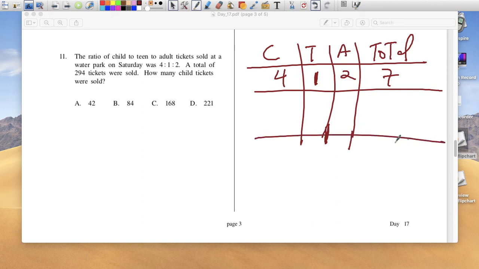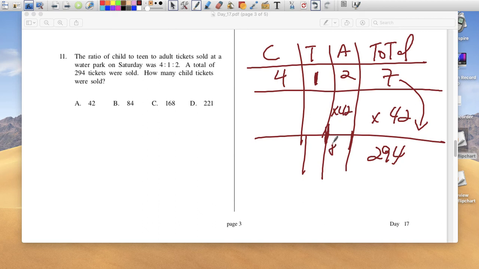Now, if there were 294 tickets sold, how many of them were adults, how many were teens, and how many were children? So find the multiplier here. On your calculator, you can simply go 294 divided by 7, and that gives us 42. So the multiplier is 42. 2 times 42 is 84. 1 times 42 is 42. And 4 times 42 is 168. You can tell if you're correct by adding: 168 plus 42 plus 84 should give you 294.